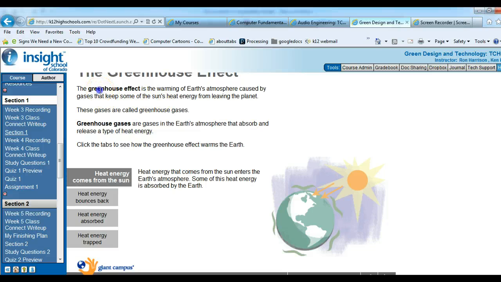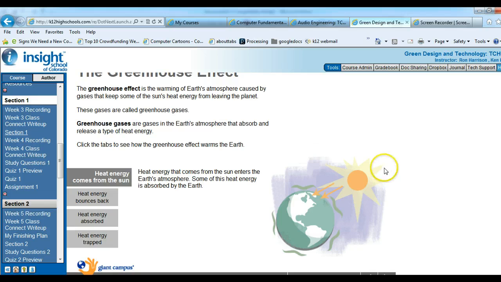And greenhouse effect is where the Earth's atmosphere causes the planet to warm up, and we need to have greenhouse effect. Otherwise, we would freeze to death. So the greenhouse effect is important, but the degree of greenhouse effect is what the issue is. So we have to have greenhouse effect.